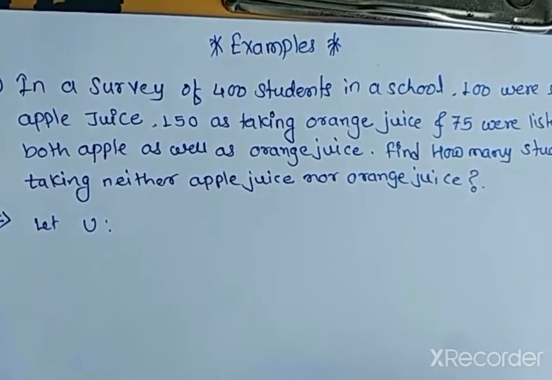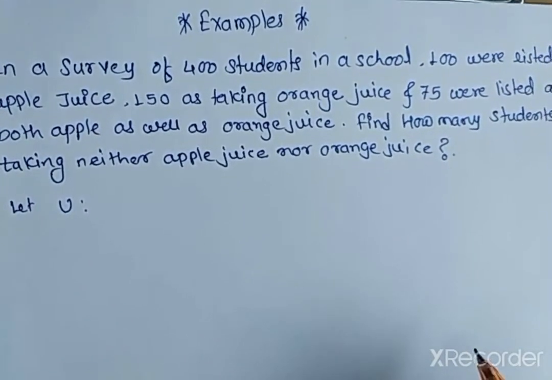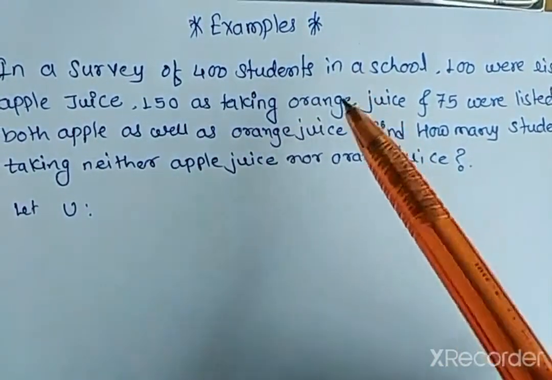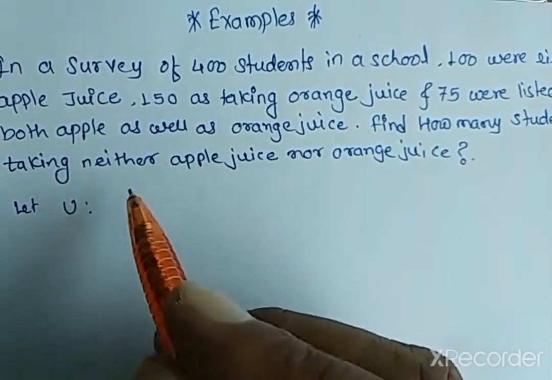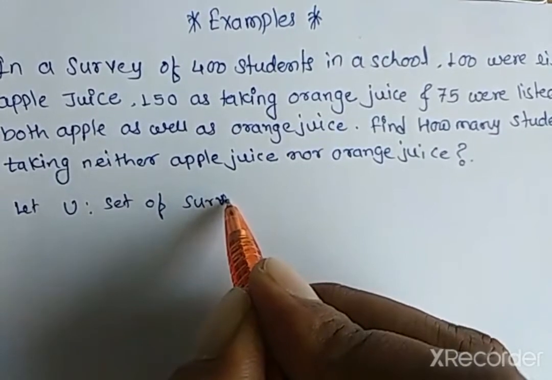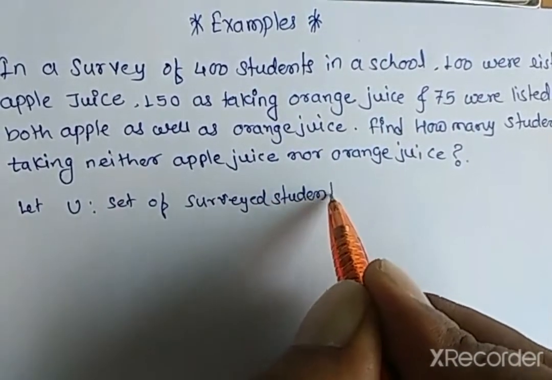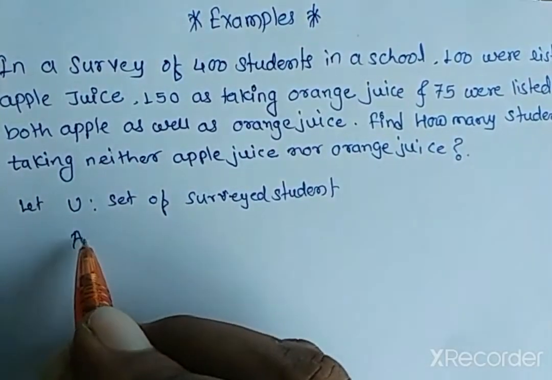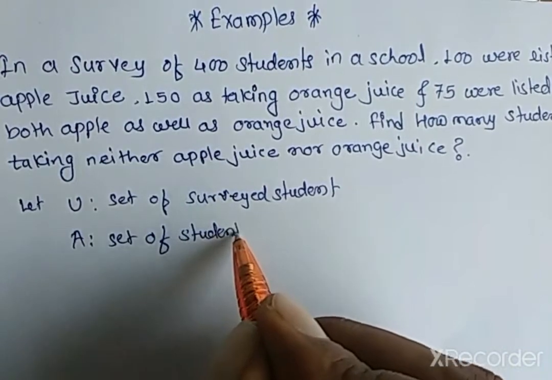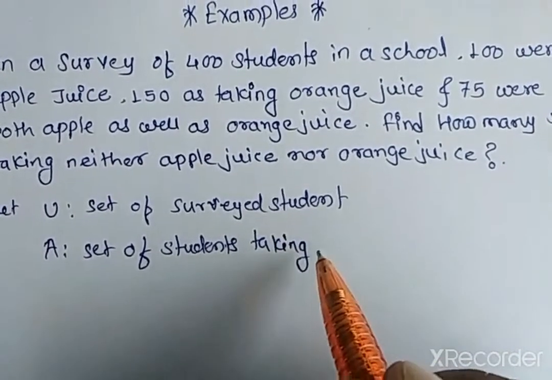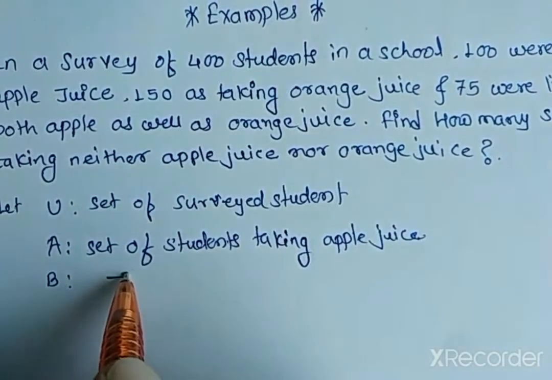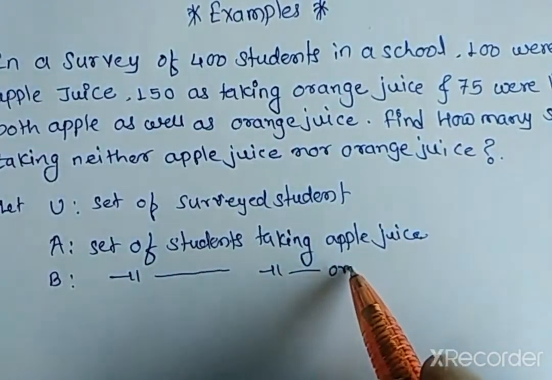In this example, first we define a set related to the given example. It is given that it is a survey of 400 students in a school. So we take U as a universal set, which denotes the set of survey students. Next, A denotes the set of students taking apple juice. And set B as the set of students taking orange juice.